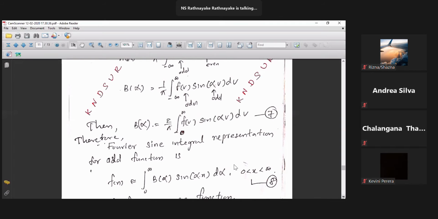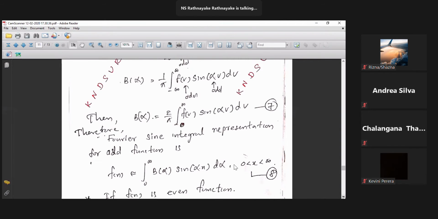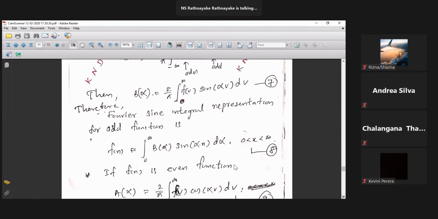And therefore the Fourier sine integral representation of the odd function, we can write f(x) equals integral from 0 to infinity B alpha sin alpha x d alpha. That is denoted as equation 8.